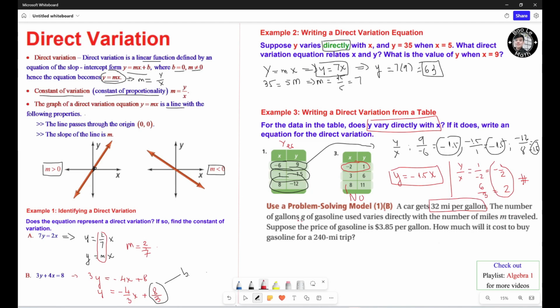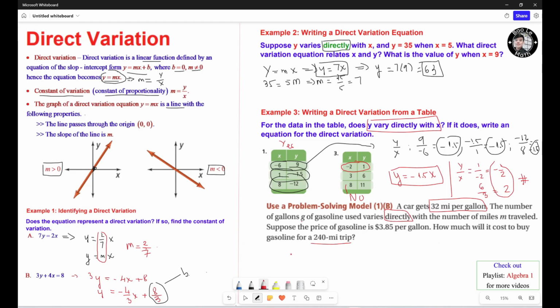At the last example, a car gets 32 miles per gallon. The number of gallons of gasoline used varies directly with the number of miles traveled. Suppose the price of gasoline is $3.85 per gallon. How much will it cost to buy gasoline for a 240-mile trip? So you have a 240-mile trip and it gets 32 miles per gallon.